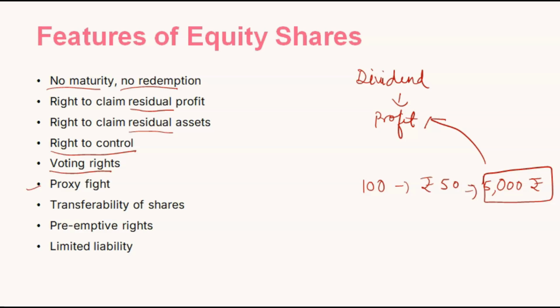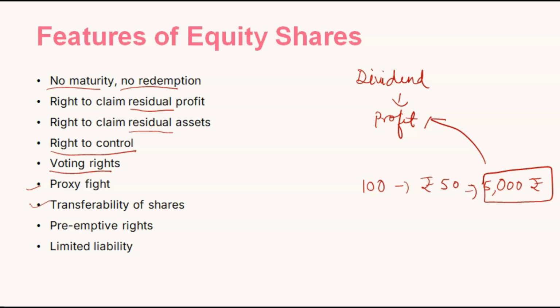Proxy means, suppose any person is not available during a meeting, so who is going to represent that equity shareholder? If there is any voting, even one vote matters, even one vote can change everything. So if a person is not available, any other person whom he elects can represent him in the meetings and important decision making.